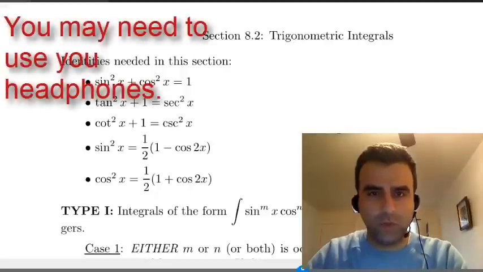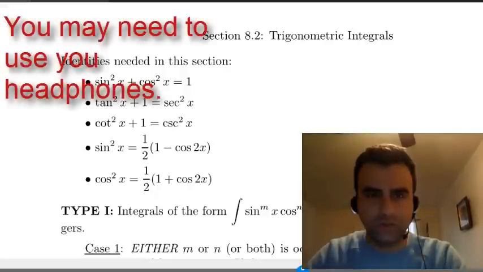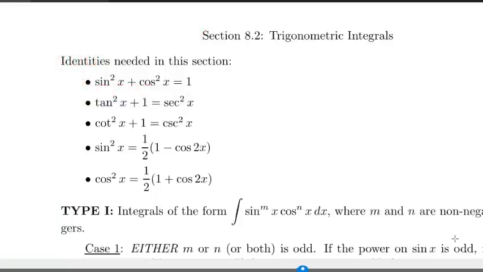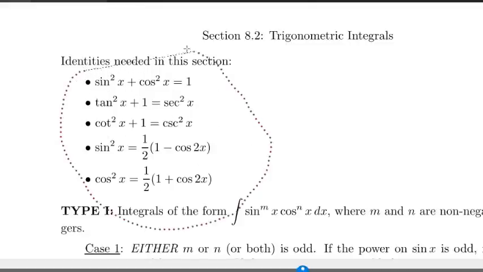Hi everyone, in this second tutorial we will talk about section 8.2, trigonometric integrals. First, I'd like to start with the following 5 trigonometric identities. These identities will be very helpful when we try to integrate trigonometric functions. These 5 identities are listed here, so have a look.